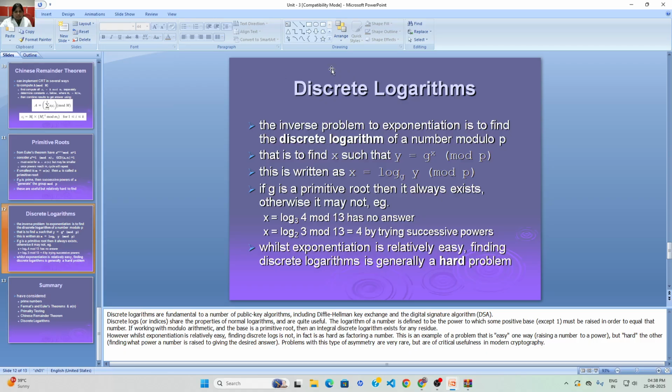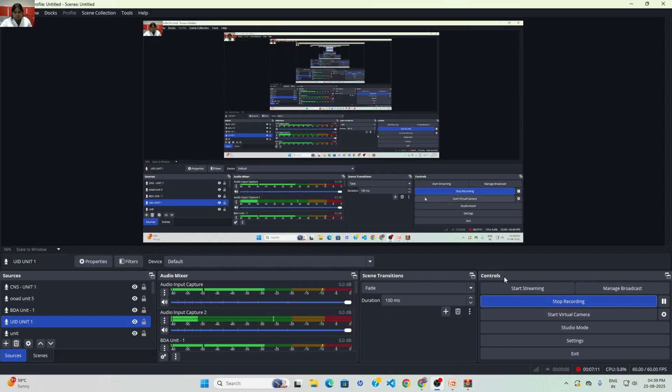Next is the discrete logarithm. It is the inverse problem of exponentiation: finding the discrete logarithm of a number modulo p, that is, finding x such that y equals g to the power x mod p. It is also written as x equals log base g of y mod p. Using this we can find the logarithm value, and after that we can find the x value. Thank you.